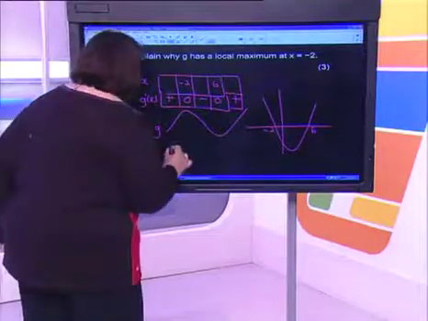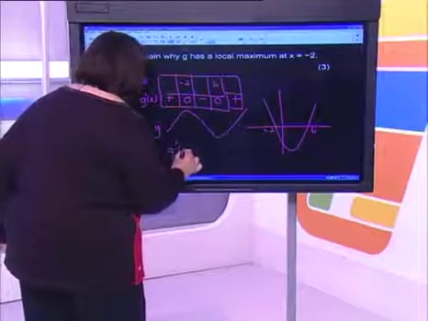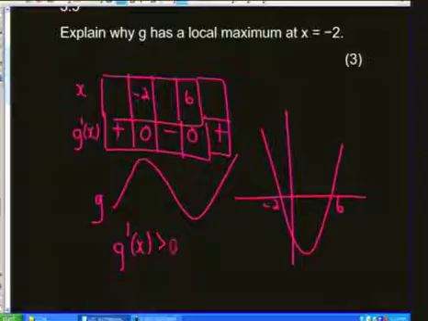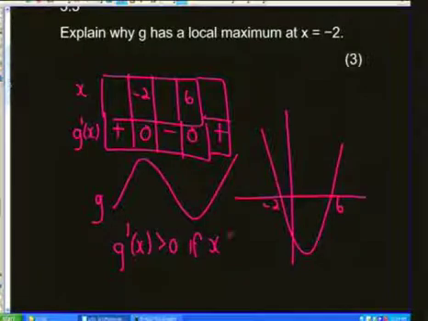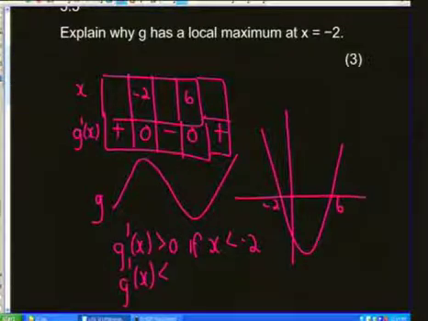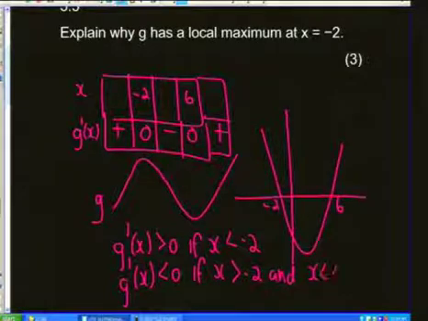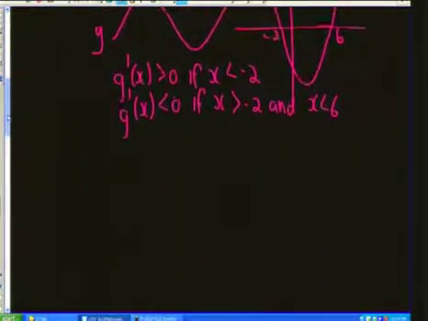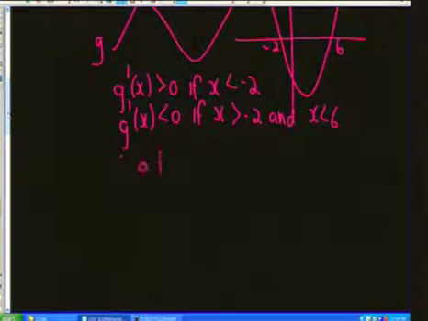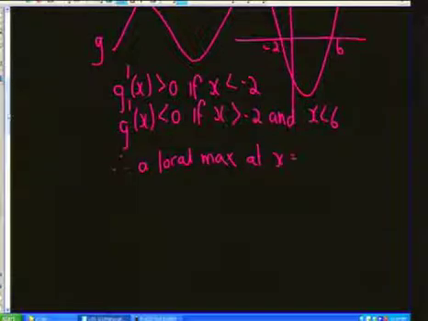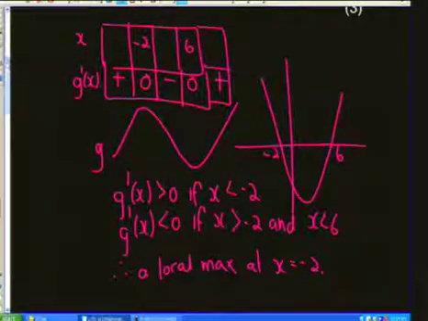You could say the gradient, g dashed x, is greater than 0 if x is less than minus 2, and g dashed x is smaller than 0 if x is greater than minus 2 and less than 6. Therefore, a local maximum at x equals minus 2. But I think that little table would be a very nice way of showing them. And then you could just write in here max, min.